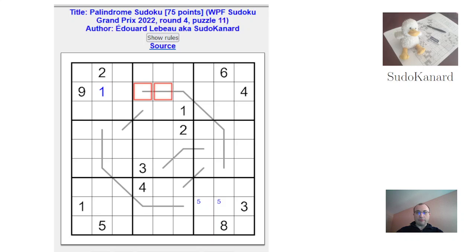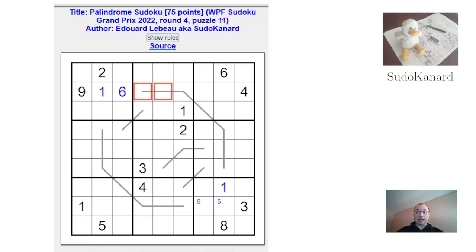And now you see that 1 is not on this line. So 1 is not here or there. And by the palindrome it's not here, and it's not there by Sudoku, so 1 is here. Now, there's something similar here. 6 is not here. It's not here, so by the palindrome it's not here, so 6 is here.